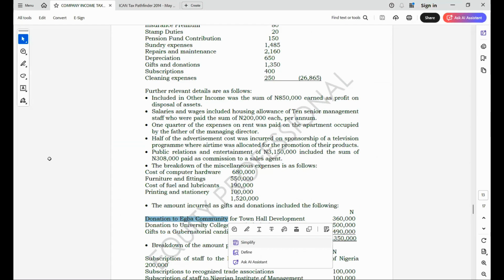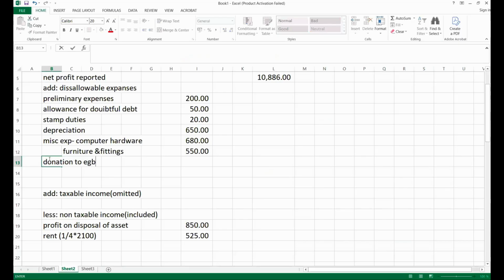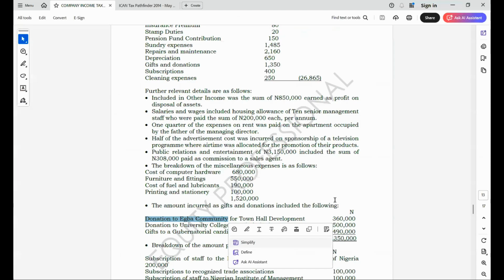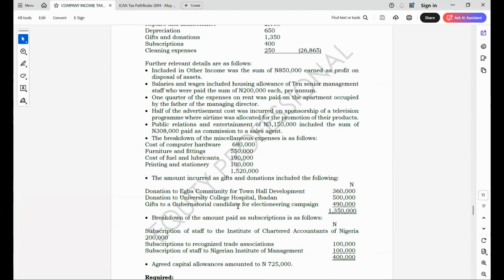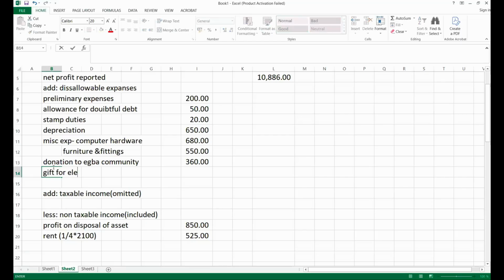Donation to Egba community, 360,000 will be disallowed. Next, donation to University College Hospital, Ibadan. Is it allowable? Yes, allowed. Gift to gubernatorial candidate for electioneering campaign. Disallowed, 490. Gift for electioneering campaign, 490. That will also be disallowed.